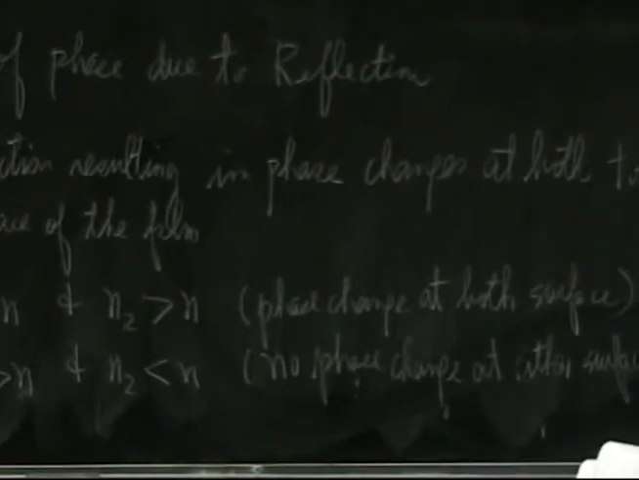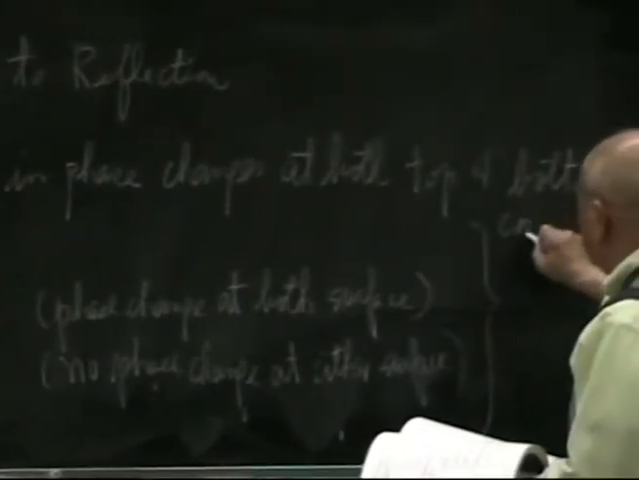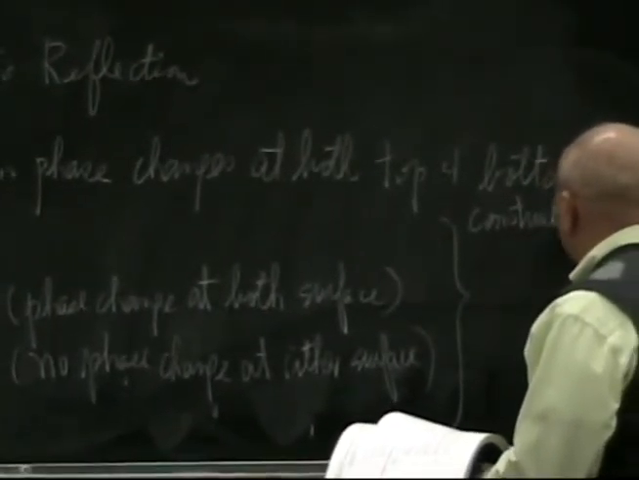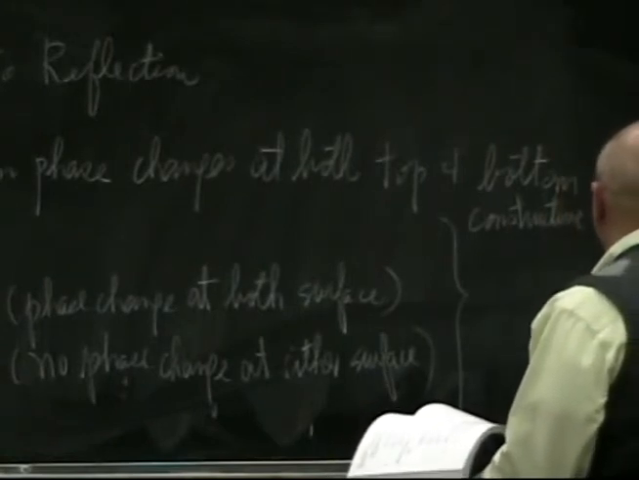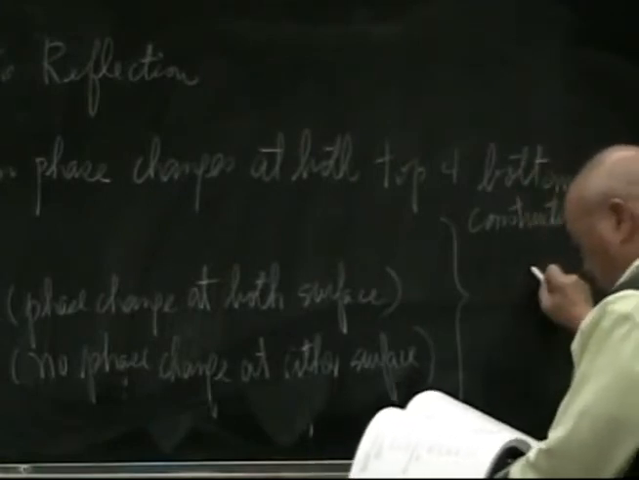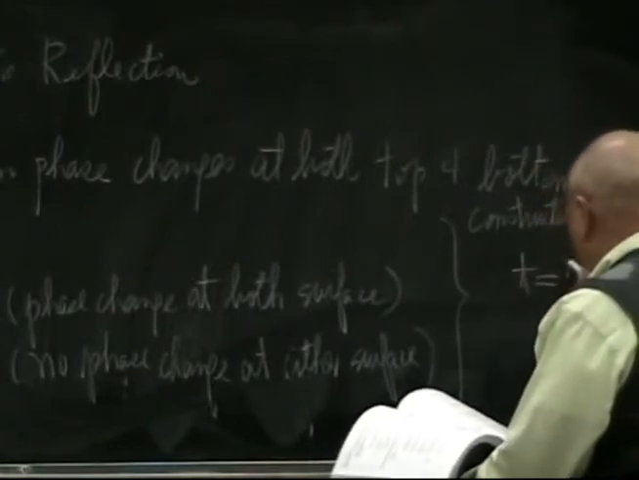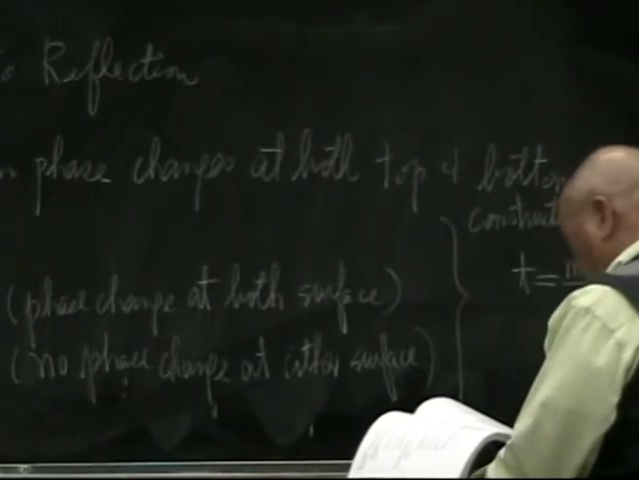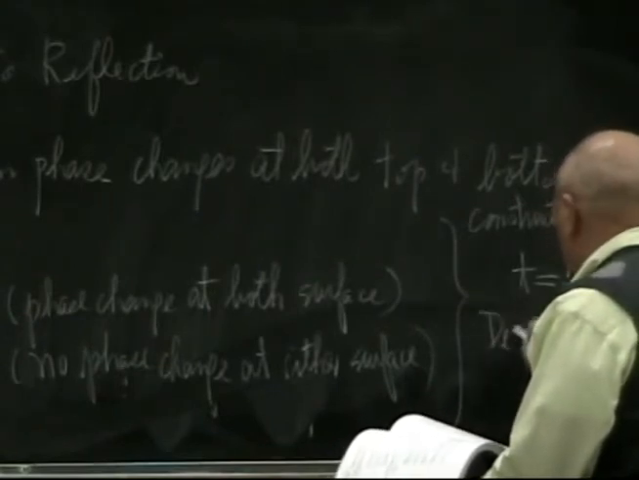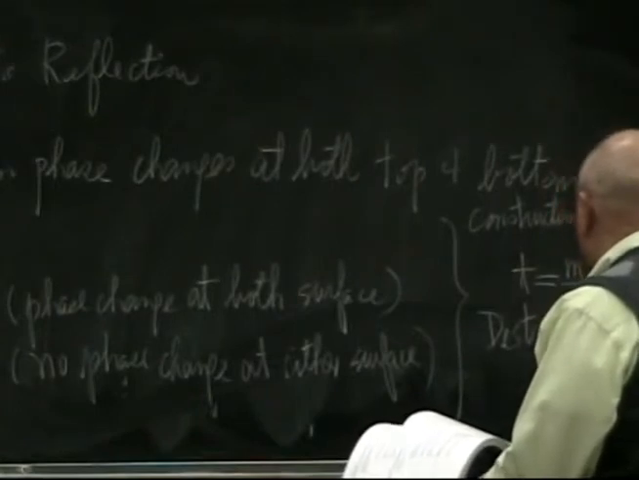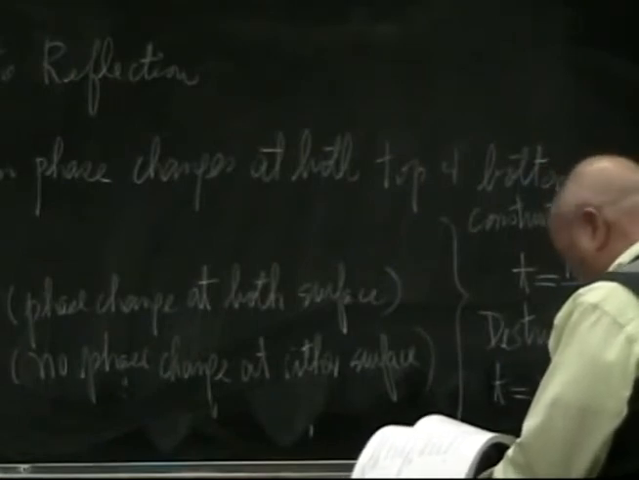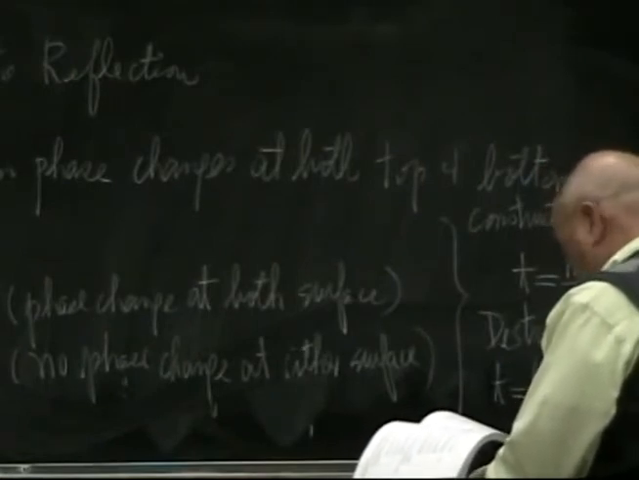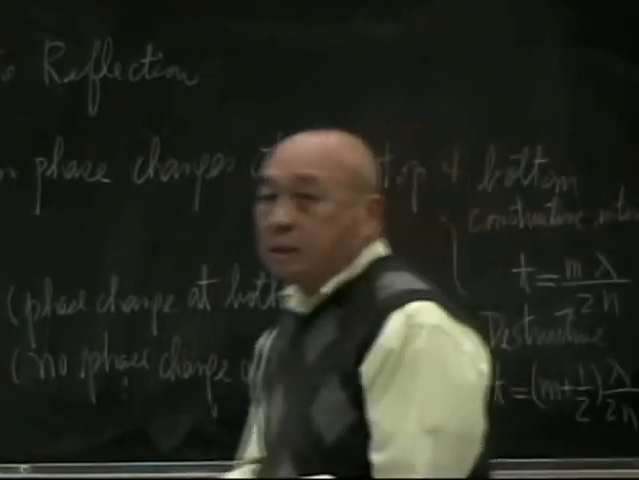Okay, if that is the case, then we have constructive interference. Constructive interference will be T equal to mλ divided by 2n. Destructive interference, T equal to (m plus 1.5) times λ divided by 2n. So these are the two cases.